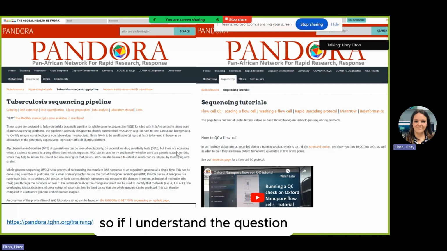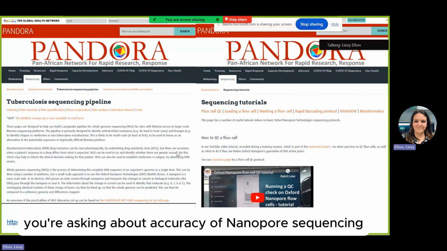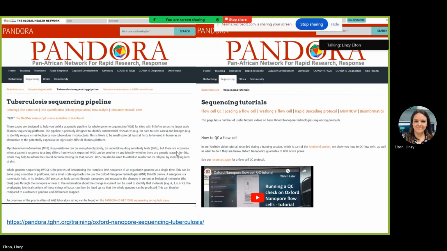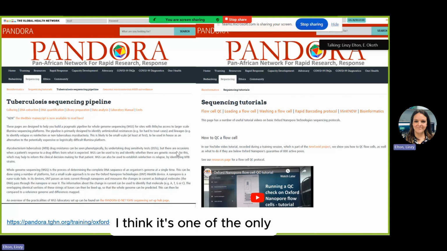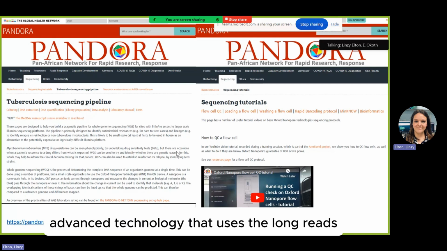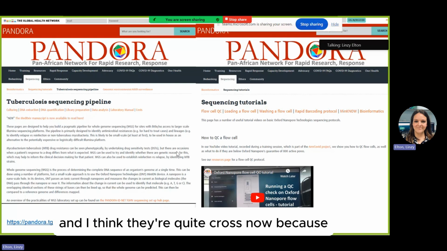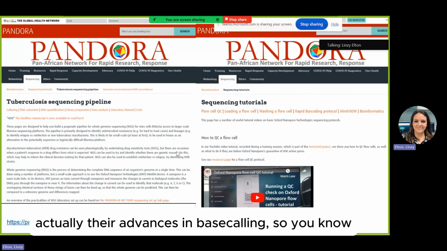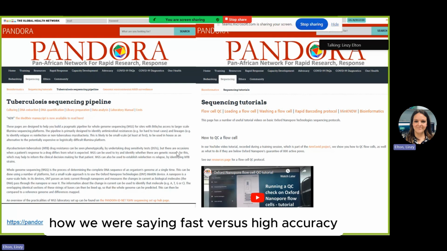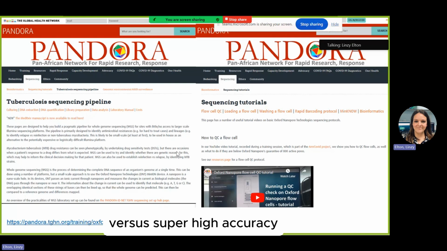So if I understand the question, you're asking about the accuracy of nanopore sequencing, is that right? Yeah, something of the sort. Because I think it's one of the only sequencing technologies that uses long reads. So there are others, there's PacBio and various other ones, and Nanopore has improved a lot because of their advances in basecalling. You know how I was saying fast versus high accuracy versus super high accuracy. If you use super high accuracy, then it's very, very good.